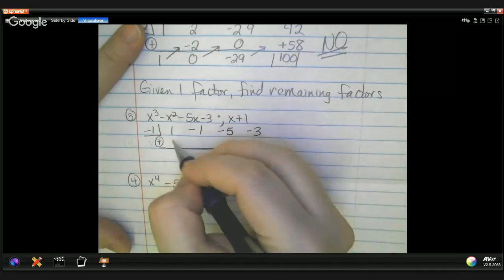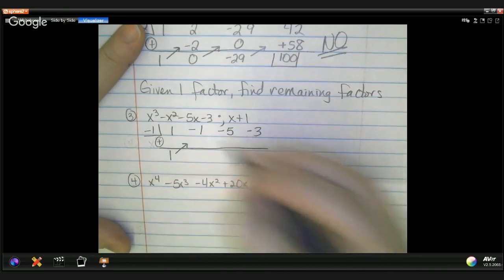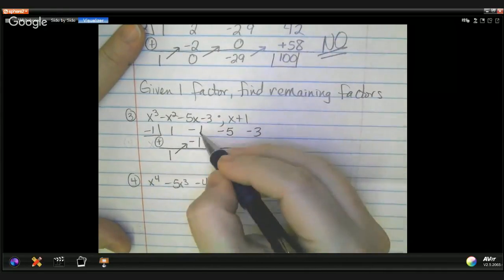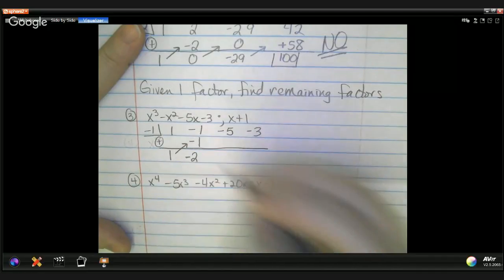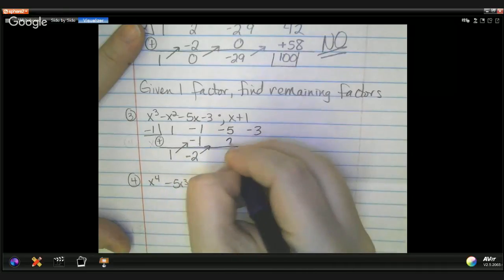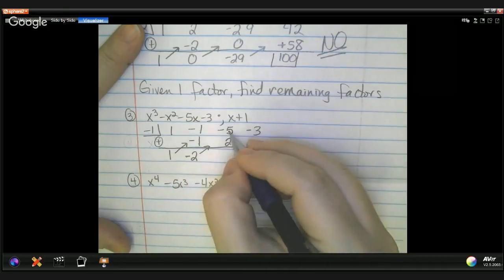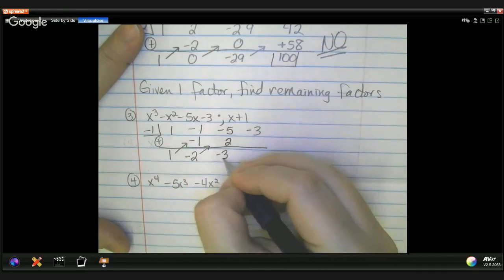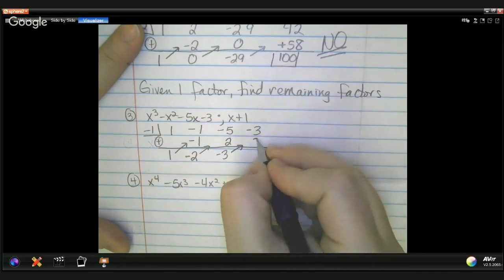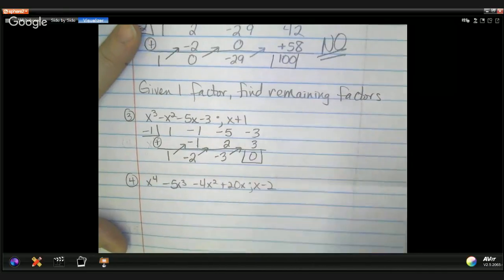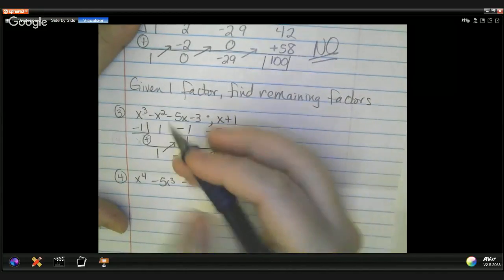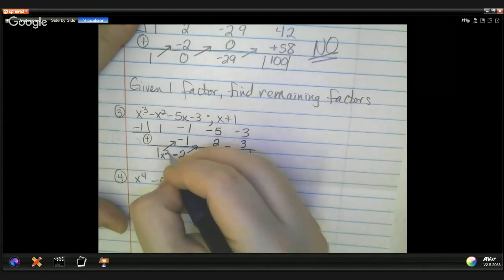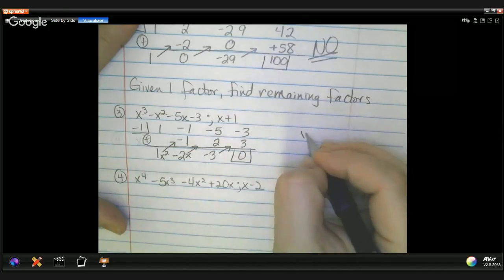1 plus 0 is 1, multiplied by what's in the box. Negative 1 plus negative 1 is negative 2, multiplied by what's in the box, which is 2. Negative 5 plus 2 is negative 3, multiplied by what's in the box, which is 3. So my remainder is 0. So now remember, I started with x to the 3rd, so my answer starts with x squared and then an x. So this is what I have.